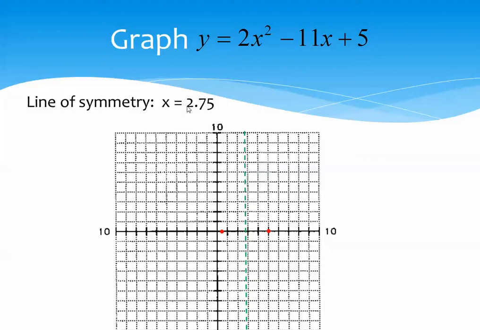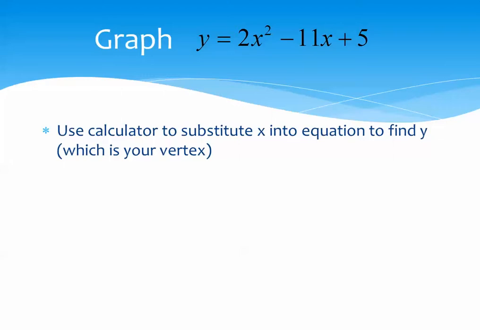Now, yes, our x value is a decimal, but we have a calculator. So we're going to substitute this value for x into the equation everywhere there's an x, so we can find our vertex. So we substitute it in, and we're going to use our order of operations.